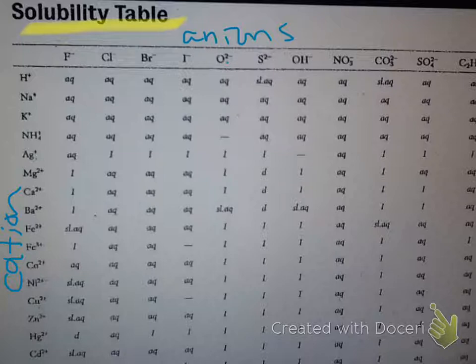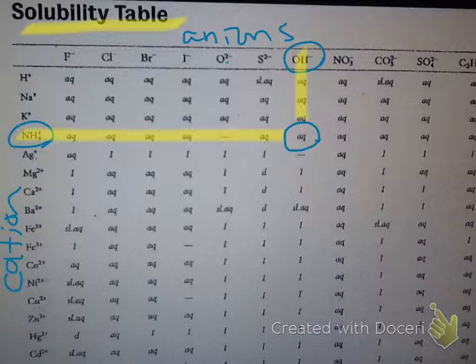If I had, let's say, ammonium hydroxide. Ammonium is NH4+, hydroxide is OH-. If I predicted I could produce ammonium hydroxide in this reaction, what I would do is scan across and down until I came to the ammonium hydroxide part of the table. And what I see is AQ. Ammonium hydroxide is aqueous in water, or soluble. This means that it would not form a precipitate. Let's look at another one though.